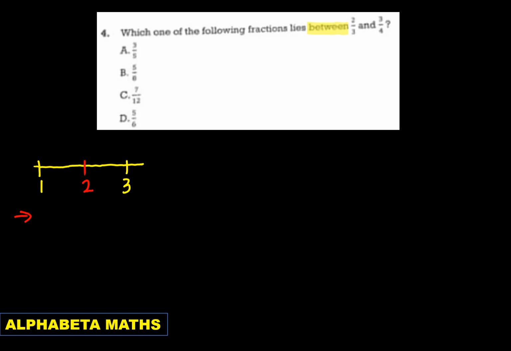So to get this 2, we can say that to get the middle number, we add 1 to 3, then we divide by 2. So this is going to be 4 over 2, and that is 2. That is the reason why the middle number here is 2. So we are going to apply the same concept to this question. The fractions are 2 over 3 and 3 over 4. So what we are going to do is to add these two fractions and divide by 2.